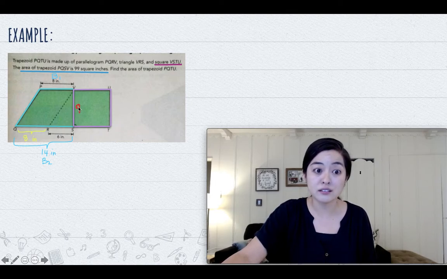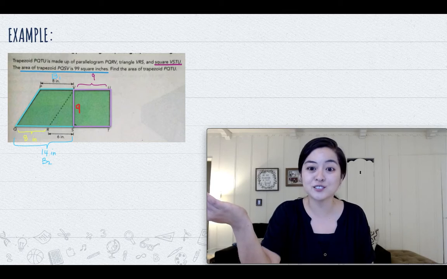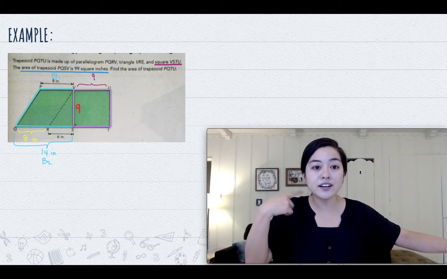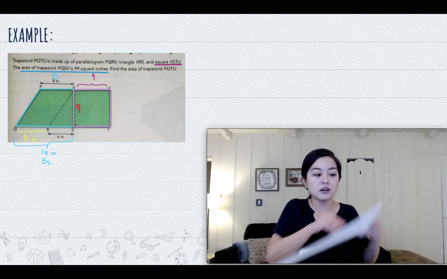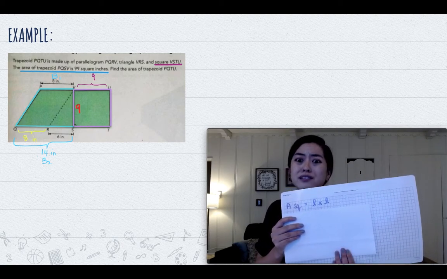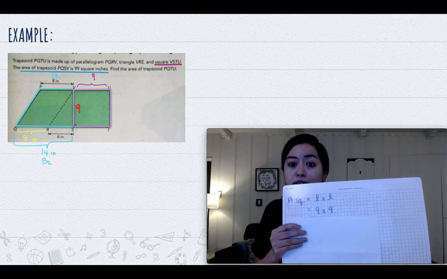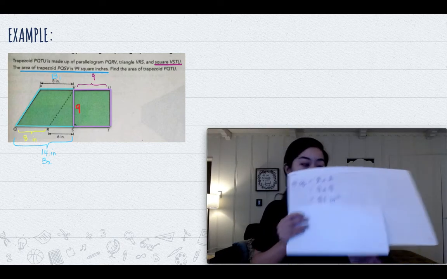If I know this length is 9, then I know the length over here is going to be 9, because by the definition of a square, all the lengths of a square are the same. So now I can find the area of my square. And how do I find the area of my square? Well, the area of a square is length times length, or you can think of it as L squared. I'm going to input my length, which is 9 times 9, and that is equal to 81 square inches.